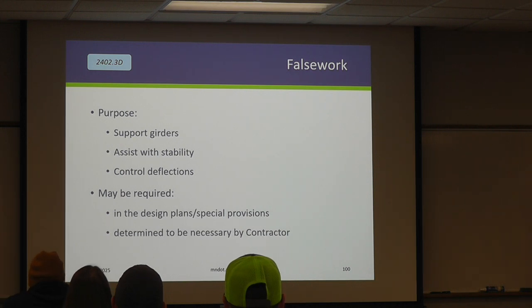Now, oftentimes, the contractor is going to be on a site where they can use shoring towers or false work. We really strongly encourage, we won't often require, the use of false work because it can help support the girders when they're not on the crane. It assists with stability, which can be a safety thing, and it controls the deflections, or that cambered shape, right?